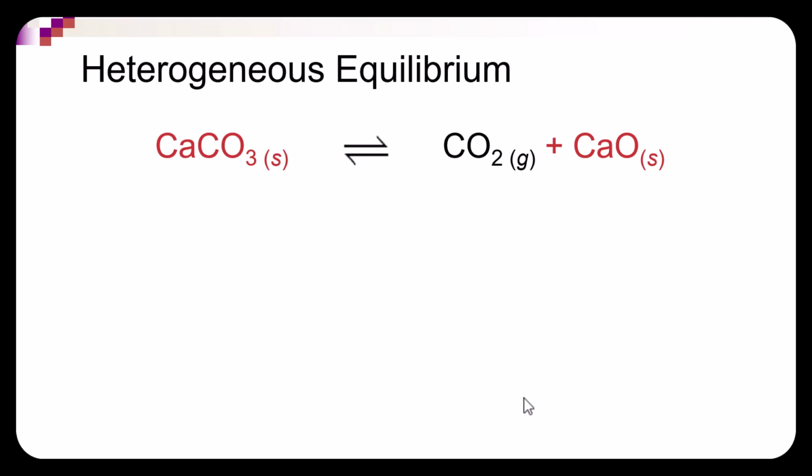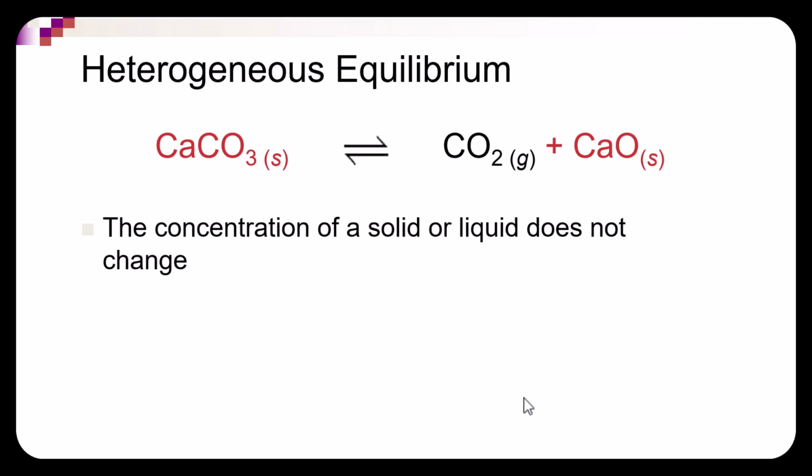The reason that we want to keep an eye on the states is because some of the states are not included in the K equation. For example, the concentration of liquids and solids doesn't change. So if you think about it, I'm going to write the concentration of a solid into the K equation. Does that really make sense? We don't talk about concentration for solids.